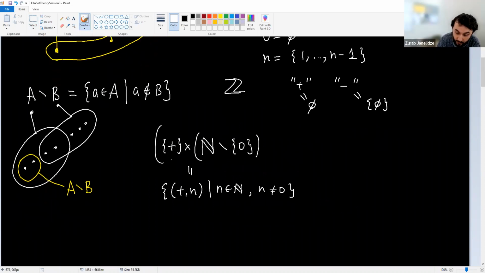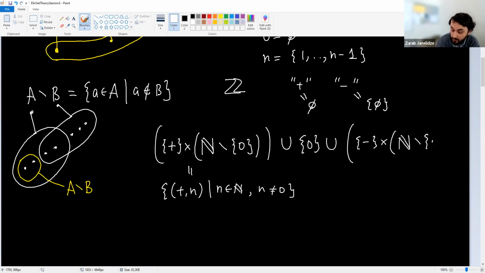And then we take the union of this set. The union means just put elements together. The union of this set with {0}. And then we take a further union with negative integers, and that will be the singleton set of the symbol minus, and take the Cartesian product of that with the same set of non-zero natural numbers. So this will be the set of ordered pairs (minus, n), where n is in N and n is not 0.